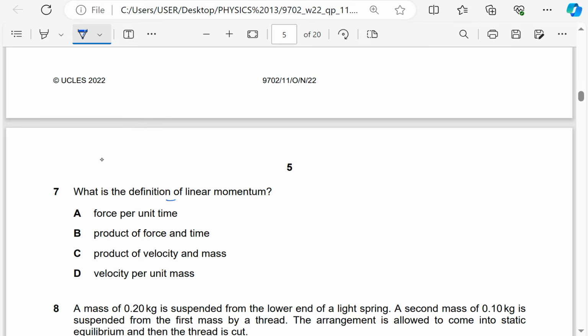What is the definition of linear momentum? Of course, we know momentum is mass times velocity. So without wasting time, the product of mass and velocity, that is C.